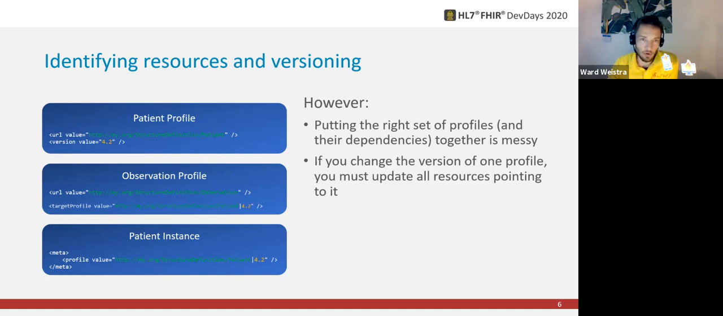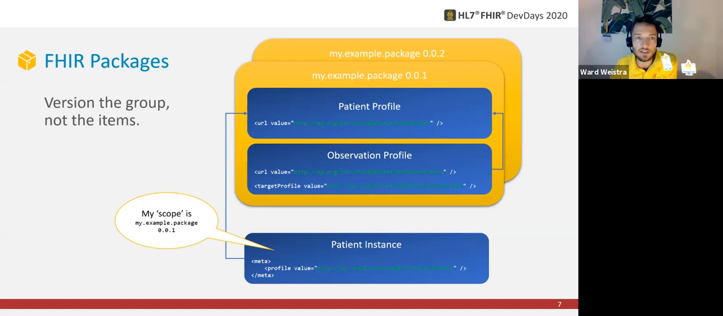And secondly, once I start, for example, updating the patient profile here, I made some changes to this, and we were releasing a new version of the patient profile. I update the version number 4.3. I also need to update everything that points to it. So the observation profile, any patient instance, nothing has changed on these instances themselves, but they do need to be updated. So you have this cascading effect of updating your versions. So there's a problem with versioning the individual resources. And that's why with FHIR packages, we're going to versioning the group and not the individual items.